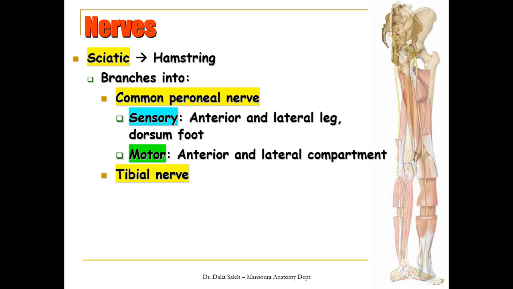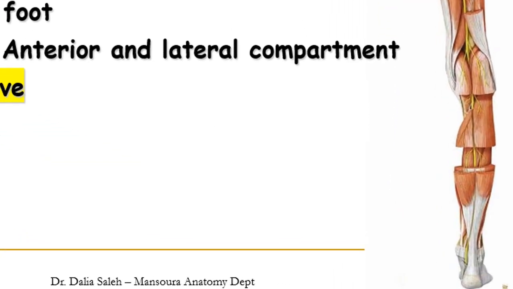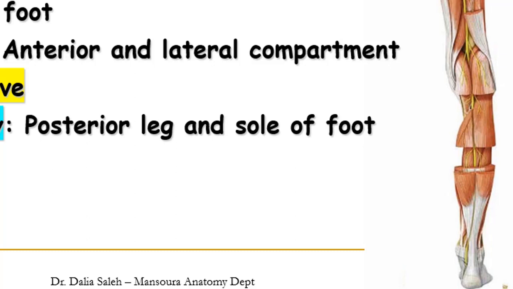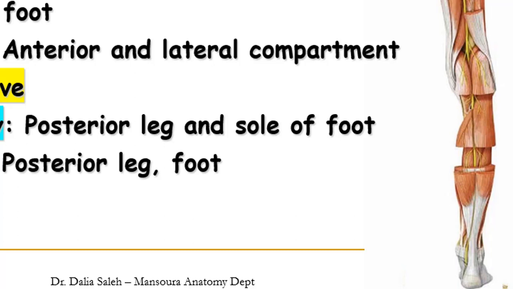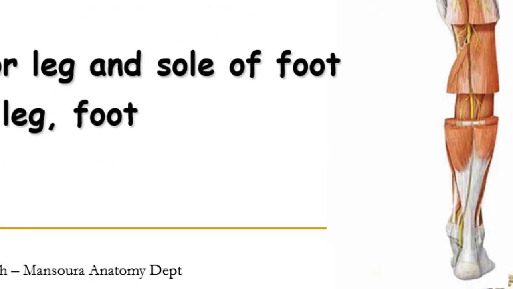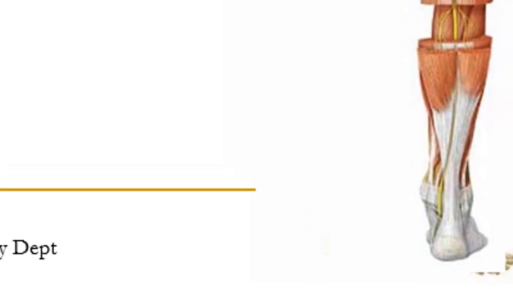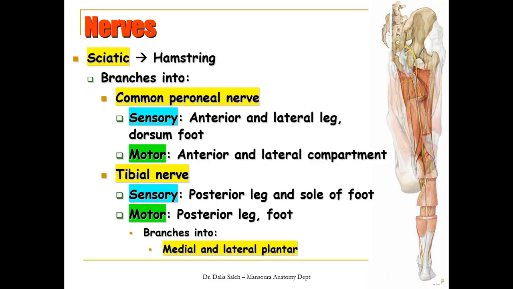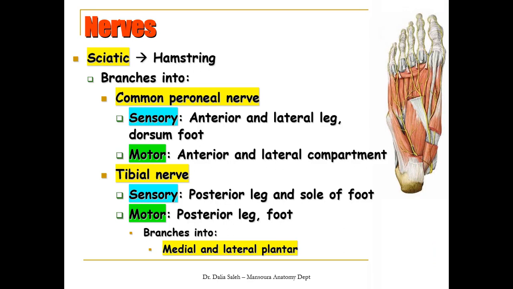While the other division, which is the tibial nerve, passes at the posterior compartment. It gives sensory branches to the posterior part of the leg and sole of the foot, and motor branches to the posterior compartment muscles and the foot or sole muscles. At the medial side of the ankle joint, it splits into two terminal branches, medial and lateral plantar branches.